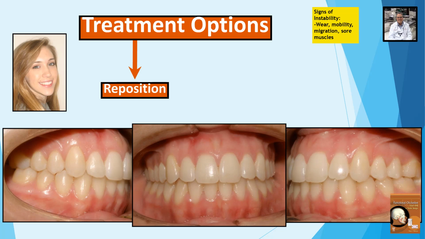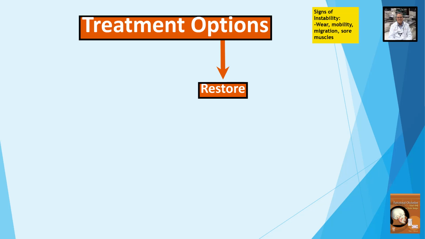The canines are in a position that when the right and left lateral occur, immediate posterior disclusion occurs. There is anterior contact, and when this patient protrudes, there's immediate separation of posterior teeth. So we create a perfected occlusion by moving teeth. Option number two, restore. We can restore teeth.